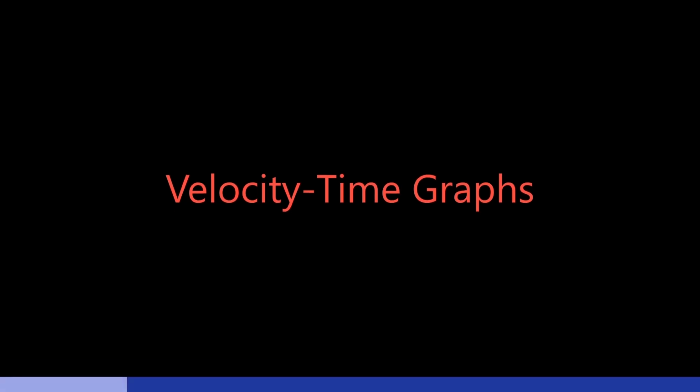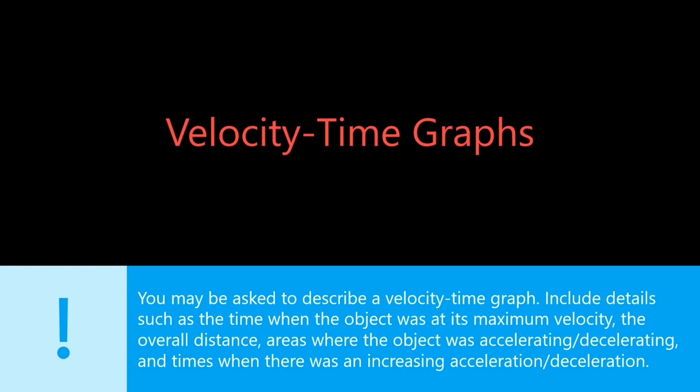Just like with distance time graphs, in an exam you might be asked to describe a velocity time graph, so make sure to include things such as the time when the object was at its maximum velocity, so the highest point on the graph, the overall distance, so the whole area underneath the line, and areas where the object was accelerating or decelerating, and times when there was an increasing acceleration or deceleration.